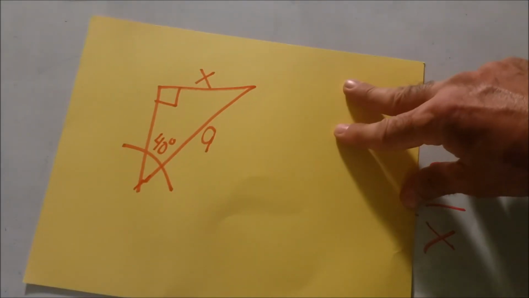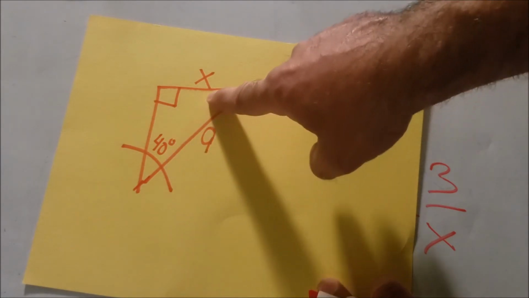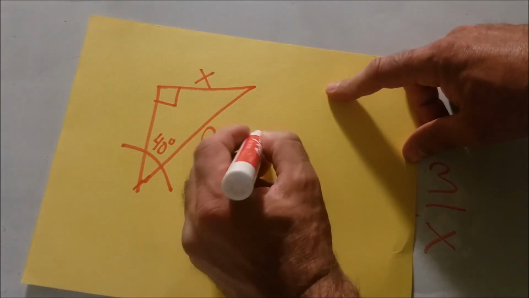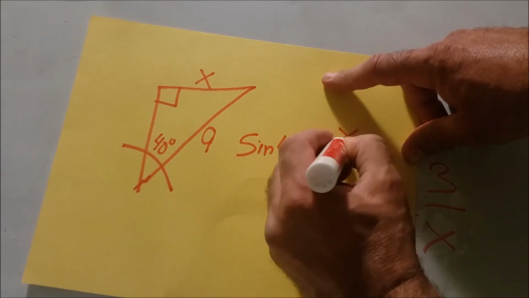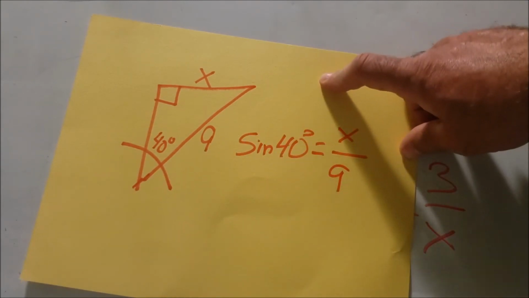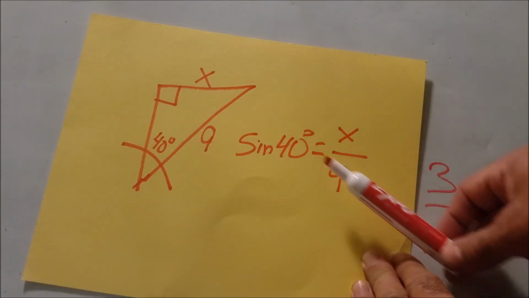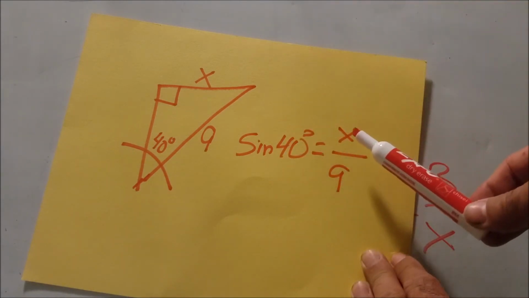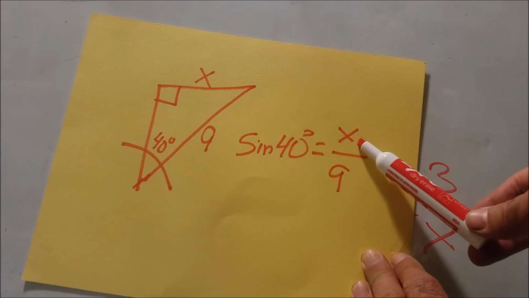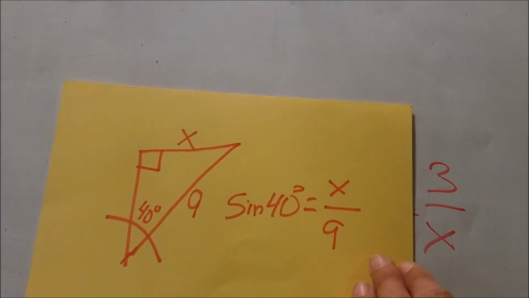Well, why are we using sine? We're using sine because here's 40 degrees. Well, it's opposite, x. So we can say sine 40 degrees equals opposite over hypotenuse. So now, again, like I said before, you can either multiply up or divide down. Last time we divided down because we had a number. Now we can't divide down because we don't have a number. So we can just multiply up. So what would you get? It's 9 times sine 40.